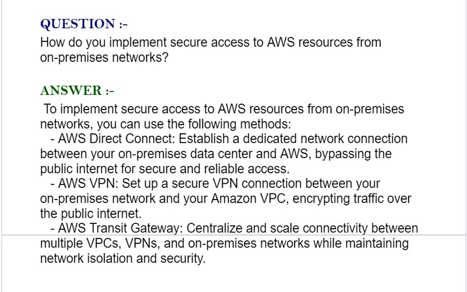Set up a secure VPN connection between your on-premises network and your Amazon VPC, encrypting traffic over the public internet. Next one is AWS Transit Gateway. Centralize and scale connectivity between multiple VPCs, VPNs, and on-premises networks while maintaining network isolation and security.